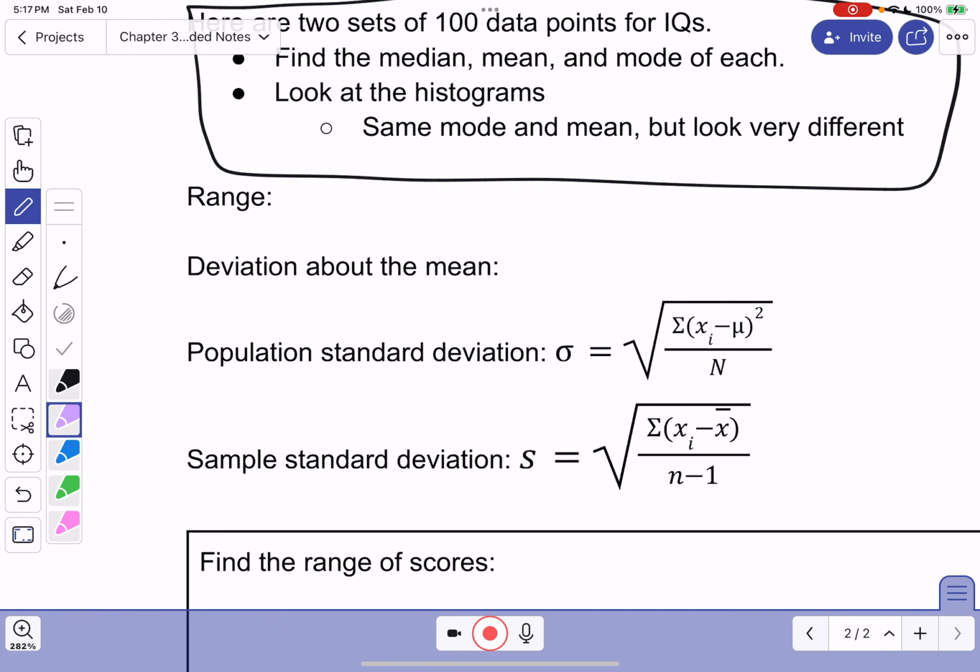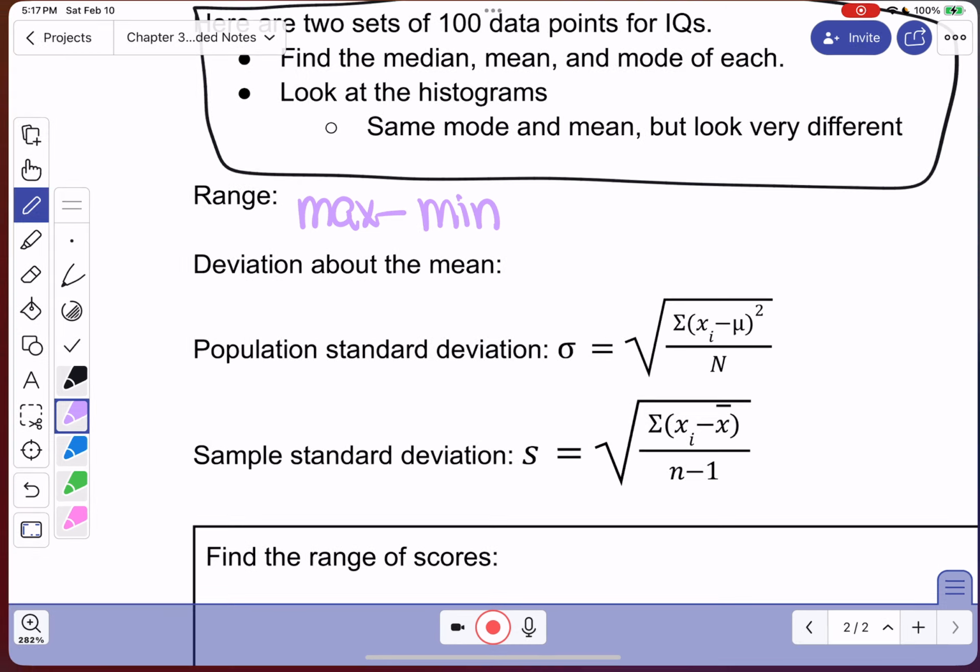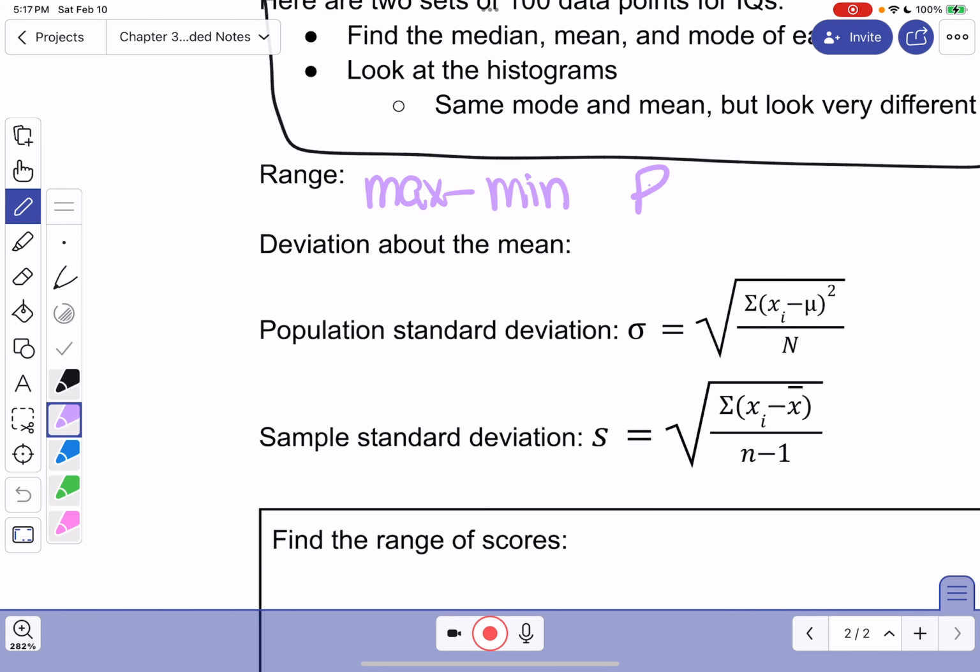Range is one measure of dispersion. It's just the maximum minus the minimum. So you subtract those numbers, that's what you get. Oftentimes it'll be a capital R. You just find the biggest and the smallest, subtract them.